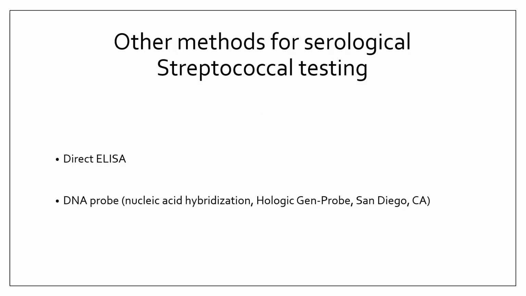There's other methods that we can use to look for streptococcal antigens or antibodies. In the direct ELISA test, we're actually looking for the antigens that are ripped off the strep A organism. Okay, that's when they do the rapid strep kits at the doctor's office. That's called a direct ELISA test. We can also do DNA probes. Okay, and there's several different types of DNA probes, including hologic gen probe out of San Diego, California.